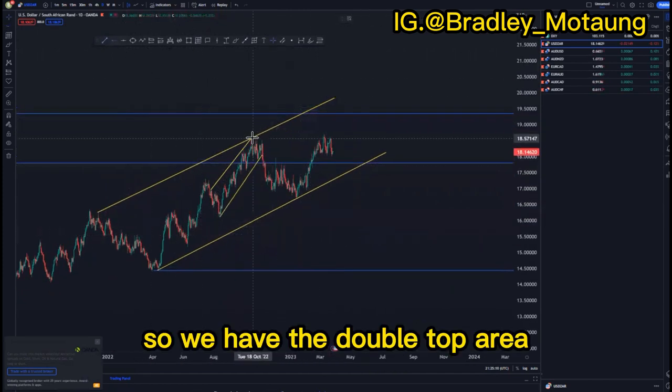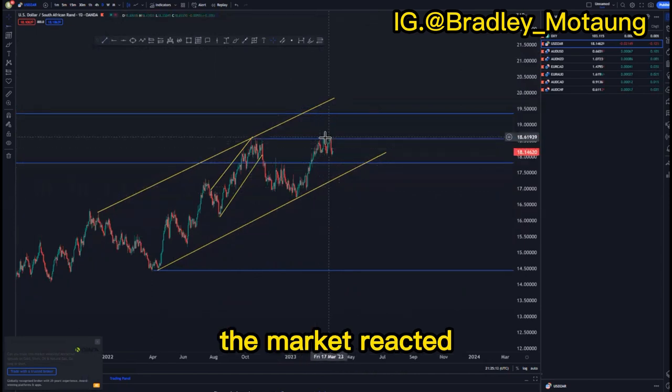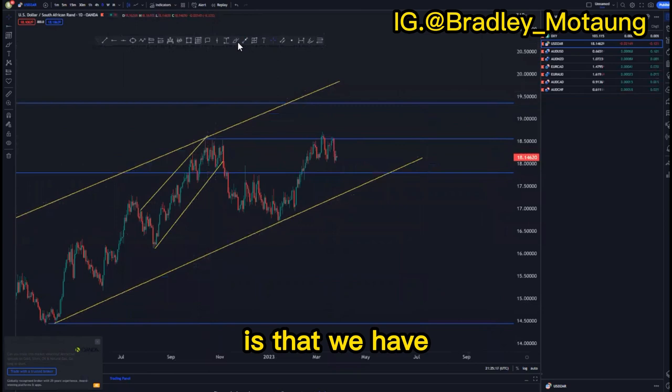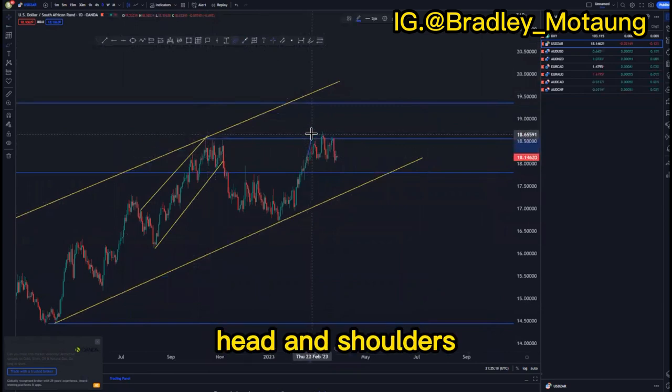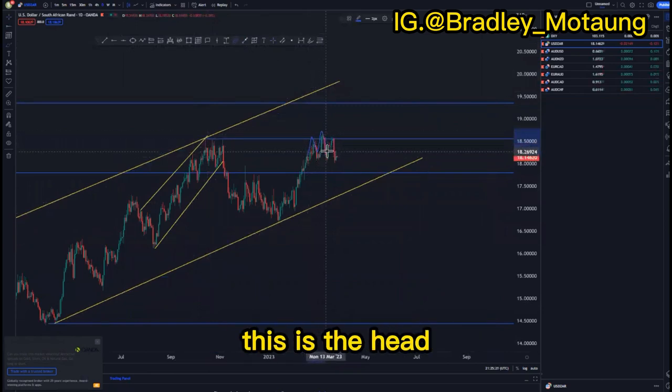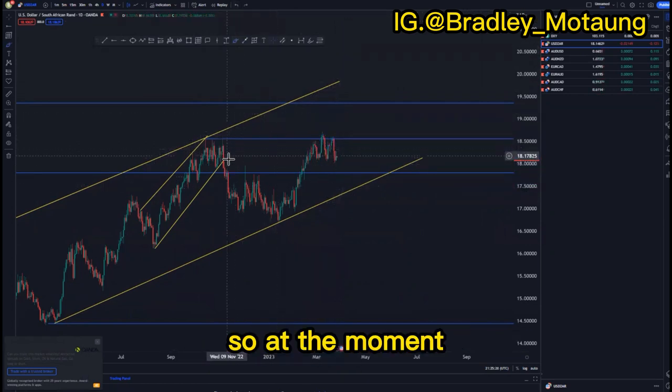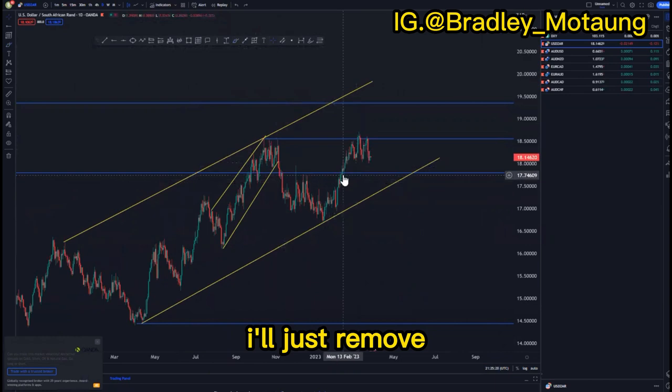So we have the double top area. As you can see, the market reacted very nicely. And then on the lower time frame, what you'll see is that we have some type of a head and shoulders. This is the left shoulder, this is the head, and then this is the right shoulder to initially push to the downside. So at the moment, I'll just remove this ray line here.